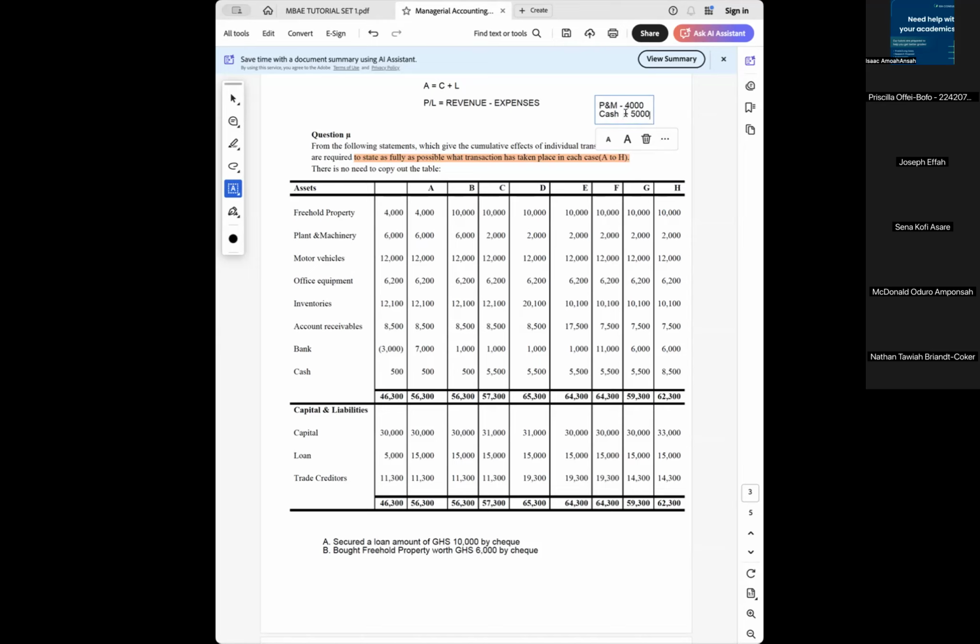All right. Is that all the changes that we see? No. If we come down to capital, it changes from 30,000 to 31,000. What's the amount of change on capital?